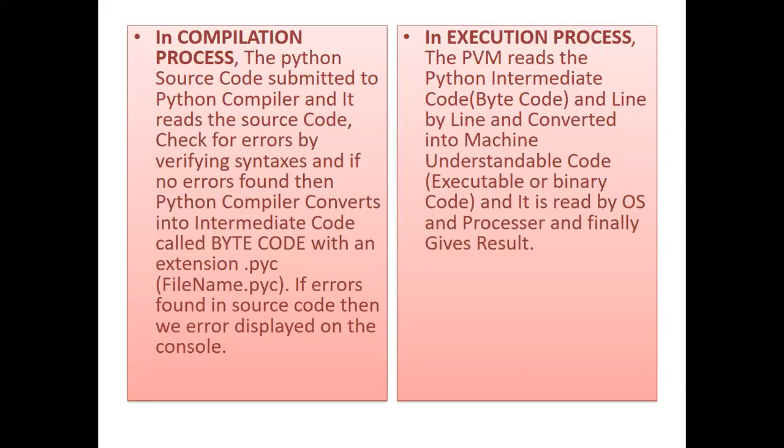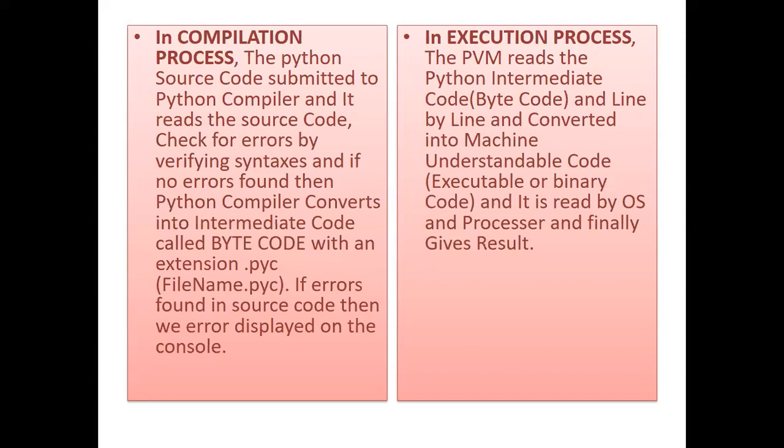Let me clear one thing: we are saving the file with .py, but internally it will be saved with .pyc. The Python compiler converts it into the intermediate code with the extension .pyc, in its memory. If any error is found in the source code, then the error is displayed on the console.